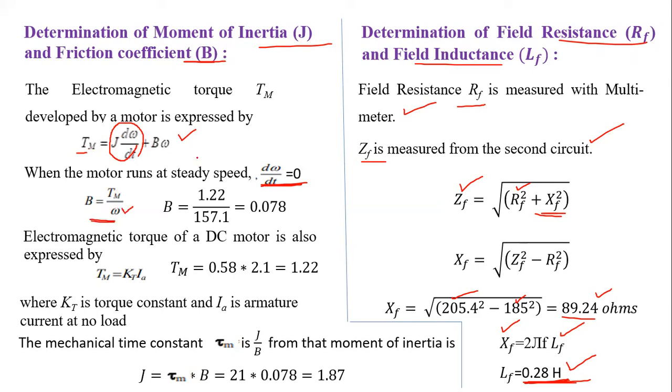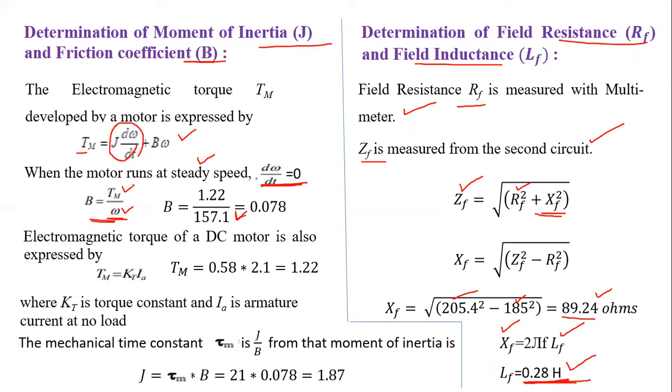Here we are running in the steady state, that is the rated speed of 1500 rpm. So once you know the speed, then you can identify omega as 2 pi N by 60, that is 2 pi into 1500 by 60. From that we are getting 157.1 radians per second. That is the angular velocity.